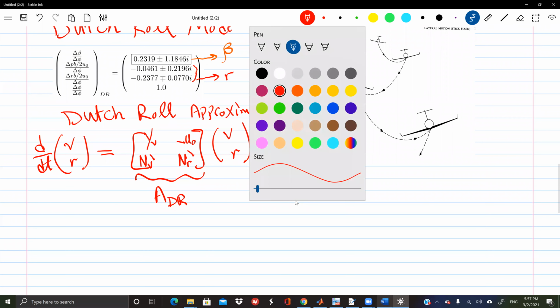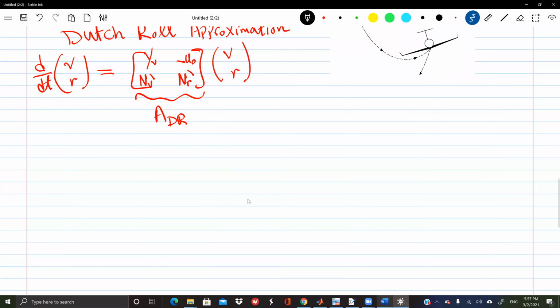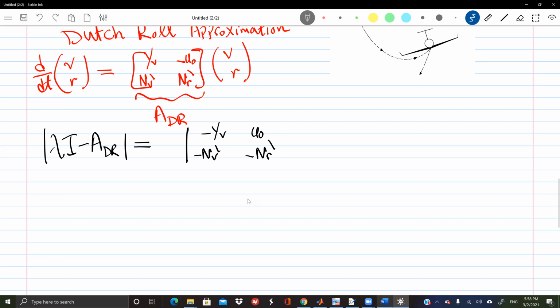I can determine analytical expressions for the omega n and zeta. Here is the characteristic equation, lambda I minus A, determinant equals 0. So let's do that. Minus A, here is minus YV, U naught, minus NV dash, minus NR dash. And feel free to drop the dashes if you don't like them. I will not nitpick about these dashes. If your life depends on it, you can figure it out later. For the sake of this course, to focus on the physics, feel free to drop the dashes if you want. That's fine.